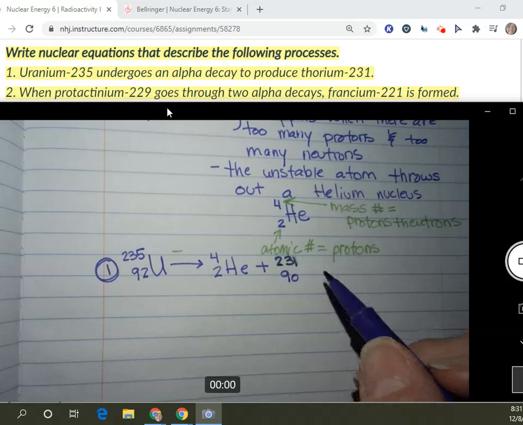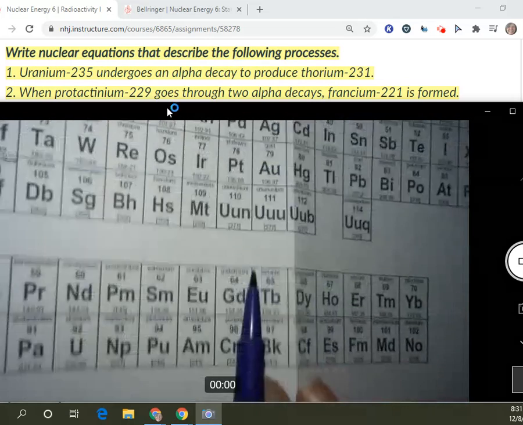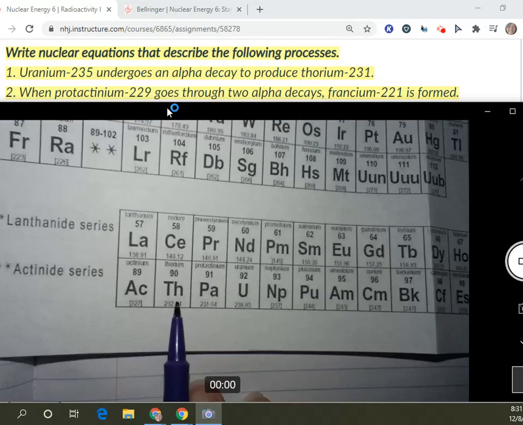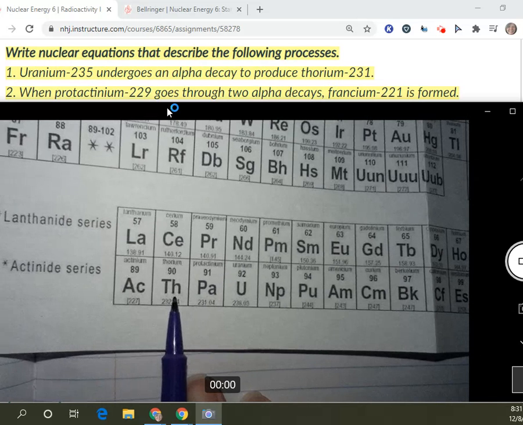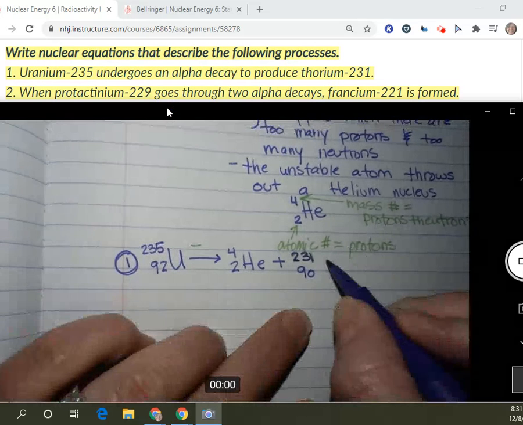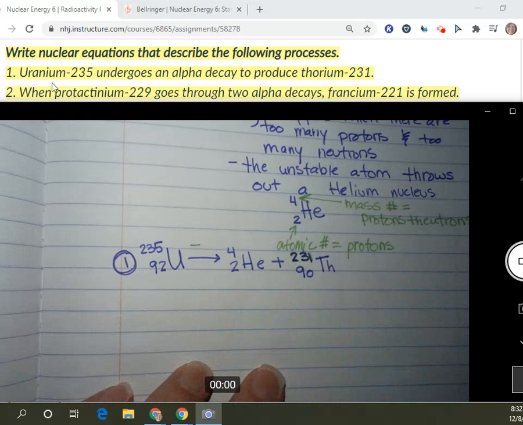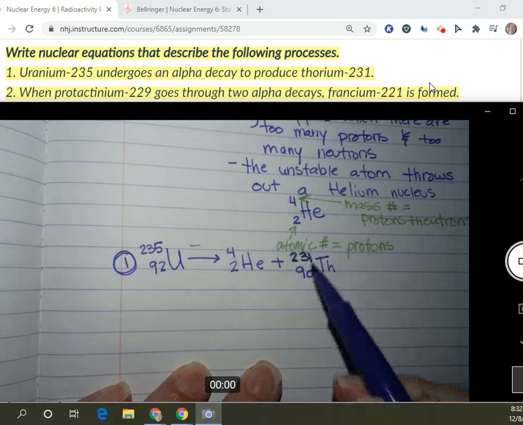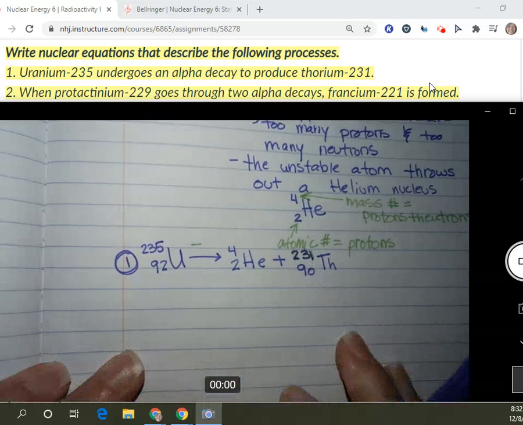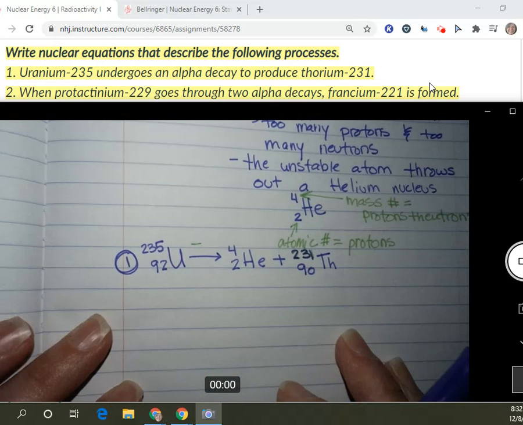All right, so then we might say, well, I don't know what that is. Well, look on your periodic table. Number 90 is thorium, so we're going to put a Th with it. And we go back to the problem that we had here. Uranium-235 undergoes an alpha decay to produce thorium-231. Now, do we match? 231 is our mass number, so yep, we match. All right, let's look at number 2.